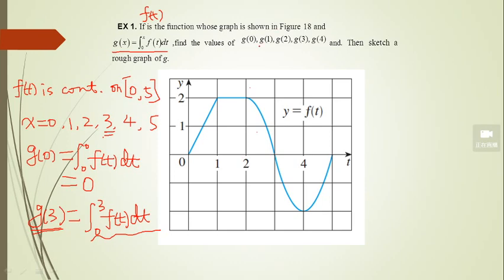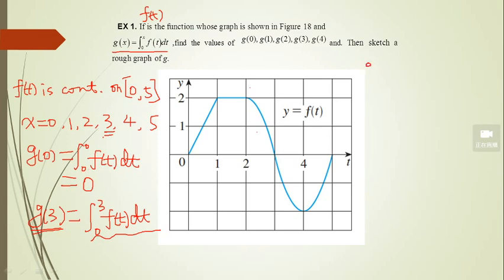Make sense? So now do you understand what g(0), g(1), g(2), g(3), g(4) mean? Find the area under the function f from 0 to x. Now my x takes all those values. So it's pretty easy actually. For example, what is g(1)? Let's look at this graph. Now we already figured out g(0) is 0.